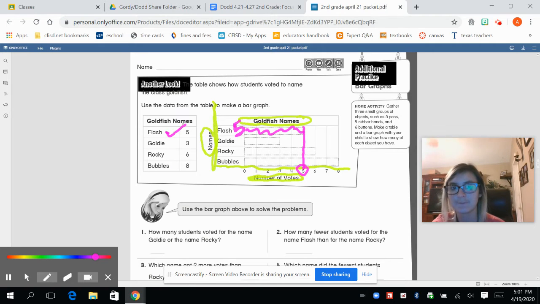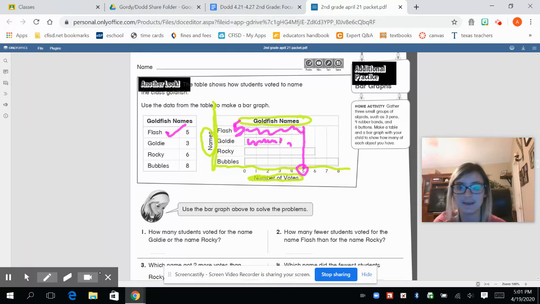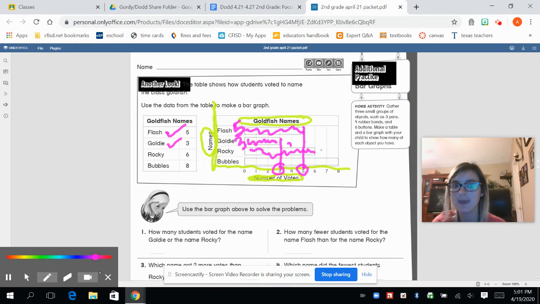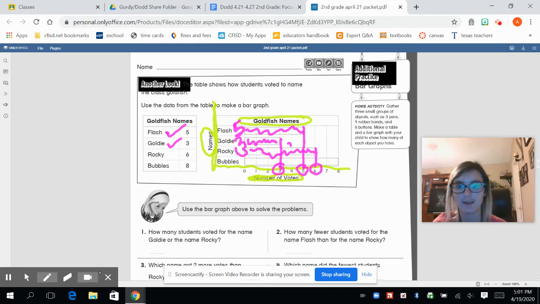We'll check it off. So let's go to Goldie and let's look and see how much is in this bar. So let's find the end all the way down, and here's a 3. So there were 3 votes for Goldie. So let's check that one off. So then here we are at Rocky. We're going to follow the graph. And this is where it ends. Let's follow the line down. And there were 6 votes for Rocky.